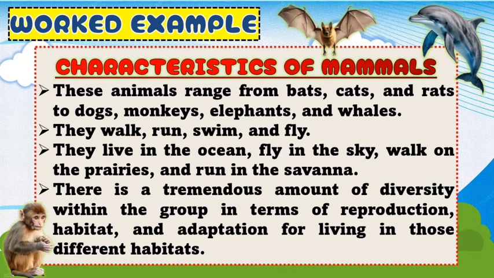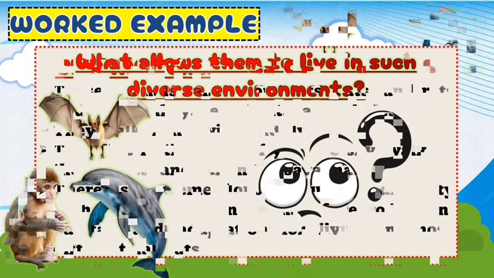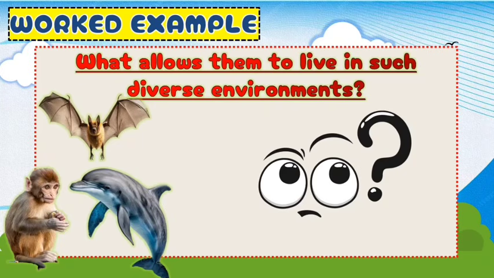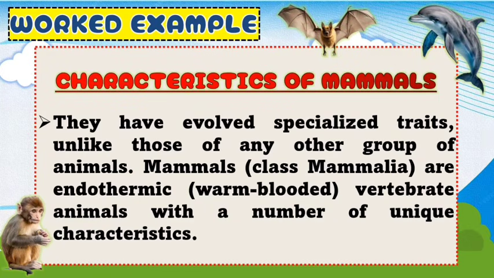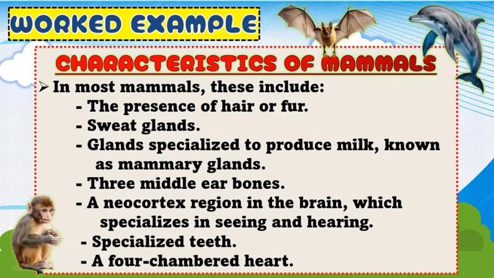There is a tremendous amount of diversity within the group in terms of reproduction, habitat, and adaptation for living in those different habitats. What allows them to live in such diverse environments? So they have evolved specialized traits unlike those of any other group of animals. Mammals, or class Mammalia, are endothermic, or what you call warm-blooded vertebrate animals with a number of unique characteristics. What are these unique characteristics?